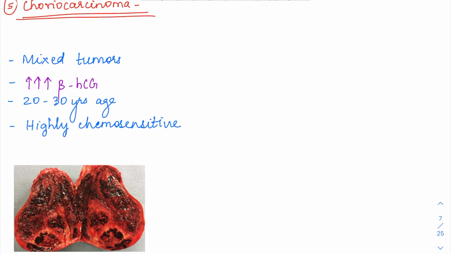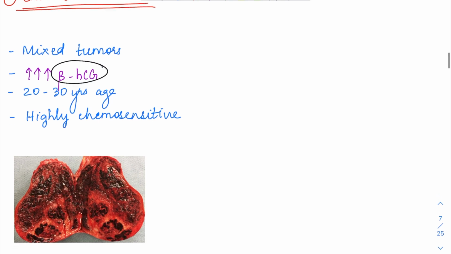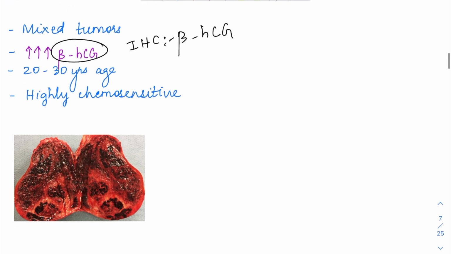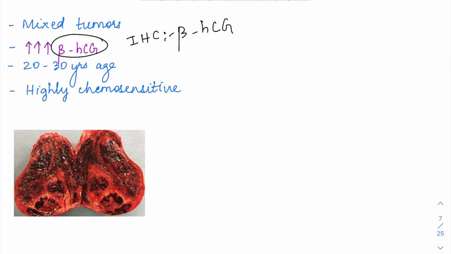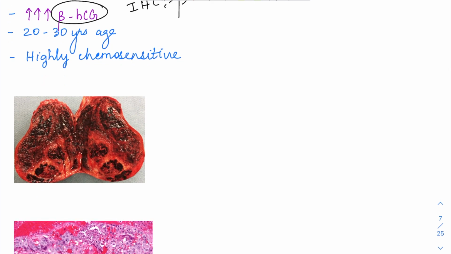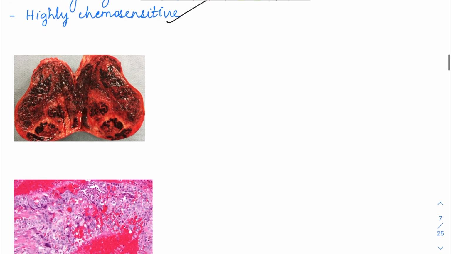So here the classical biomarker which is elevated in the serum will be beta HCG. So beta HCG levels will be very high, and on immunohistochemistry also beta HCG will be positive in these tumors. So usually it occurs in young adults like of 20 to 30 years of age, and even though it is a very high grade tumor, it is going to be highly chemosensitive. It is going to respond to methotrexate.